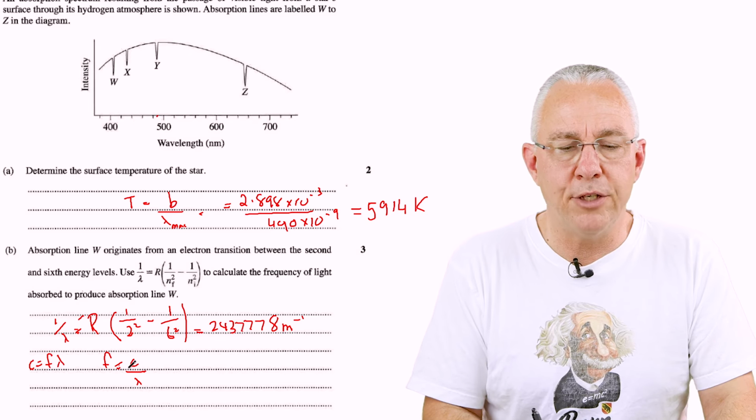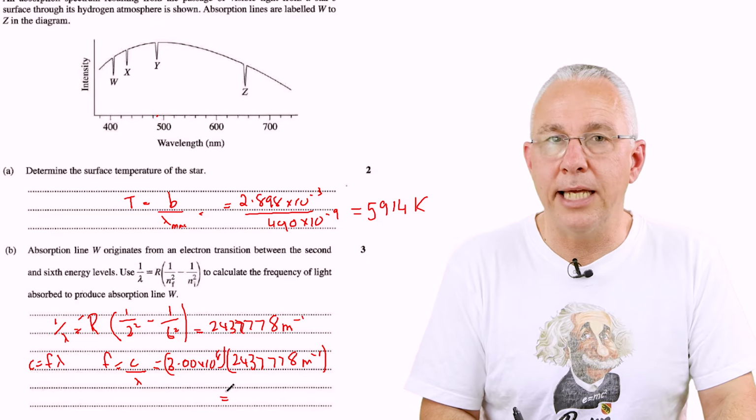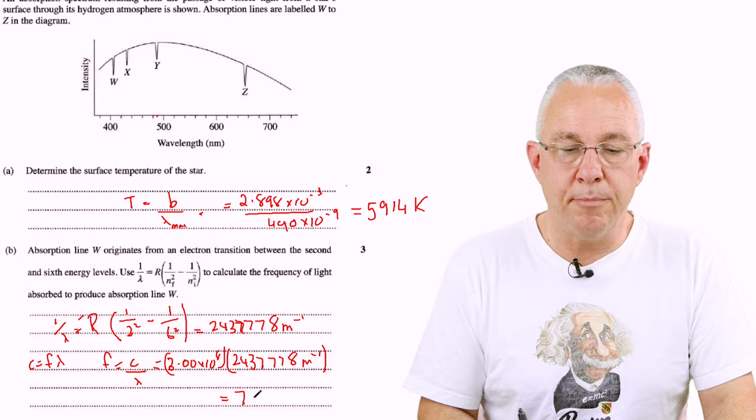Well, that's our inverse right there. So basically we just take this number and multiply it by the speed of light. So I'm going to get 3.00 by 10 to the power of 8, and I multiply this by the inverse of the wavelength, and I'm going to get the answer of 7.31 by 10 to the power of 14 Hertz.